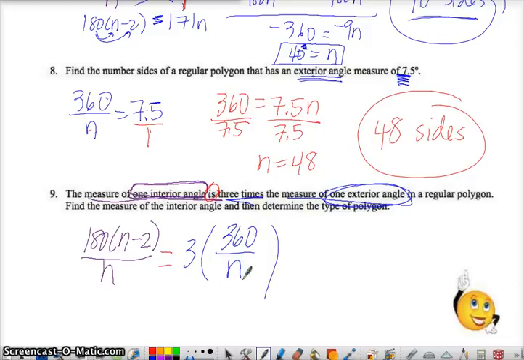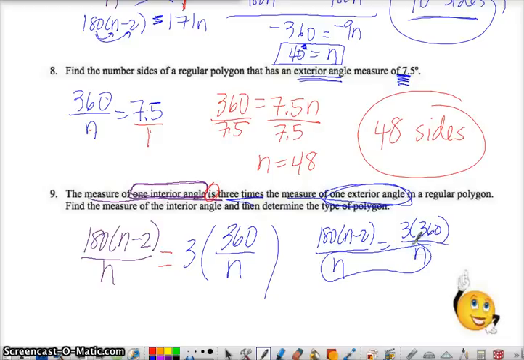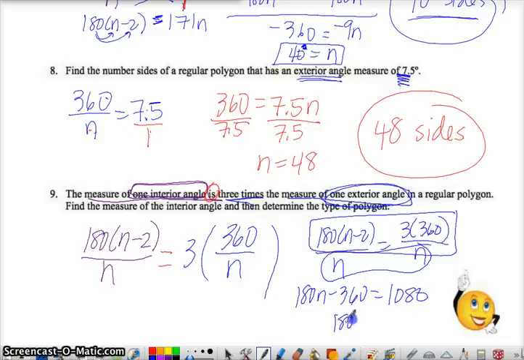Now you just have to solve. So if you have 180 times n minus 2 divided by n, and you have 3 times 360 divided by n, well, if these are the same denominator, you can pretty much just set the numerators equal to each other. So go ahead and do that. We have 180n minus 360 equals 3 times 360, which is 1080. 180n equals 1440. Therefore, n equals 8. So there are 8 sides to this particular polygon.